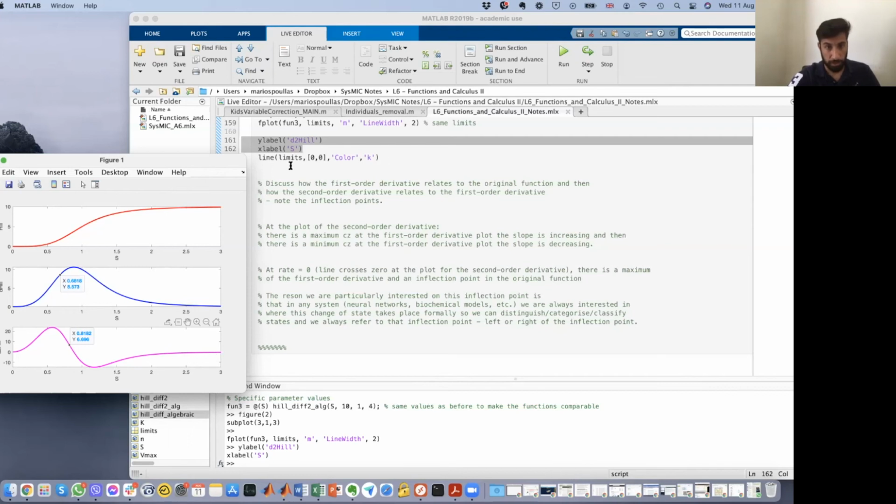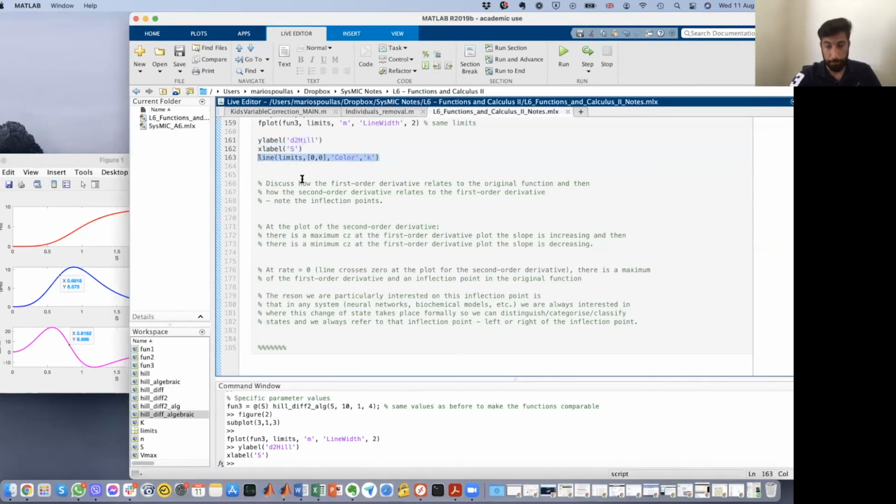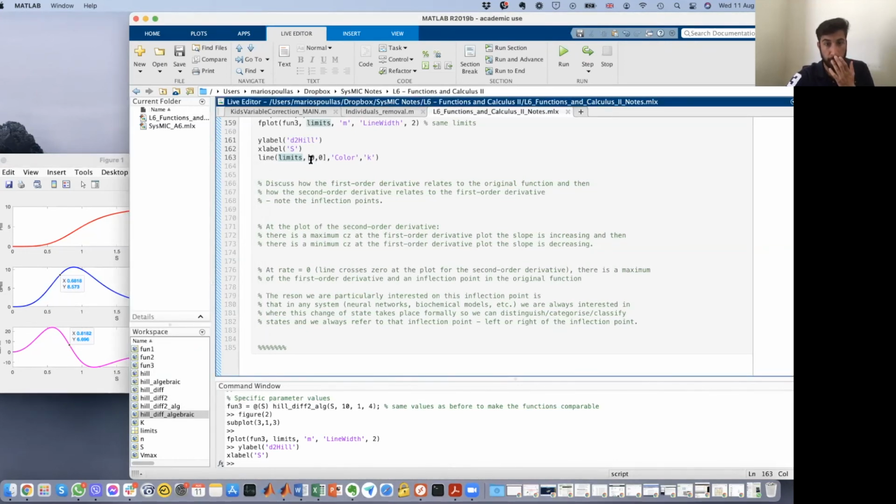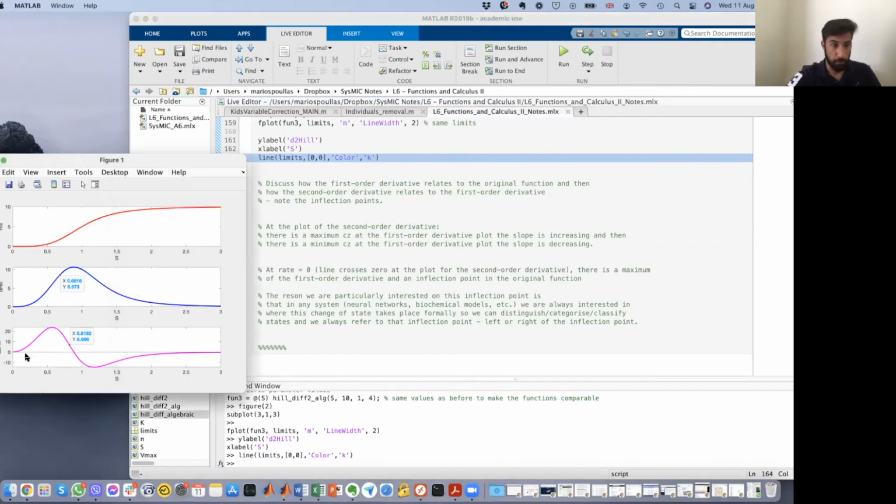Let me plot that line. As you can see, I'm plotting this line between the limits from 0 to 3, and it should always be the line at 0. So it's gonna be a straight line at 0, in order to show you when the magenta line reaches 0.